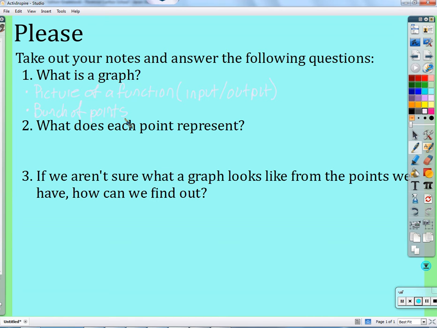What does each point represent? I put a point there on the graph. What's it represent? Justin? The input and output. Right? A particular input gives a particular output. There's a point at 2, 3, at x is 2 and y is 3. That means for that function, whatever equation it might look like with y and x in it, we put in 2, we get out 3. Simple. Okay?